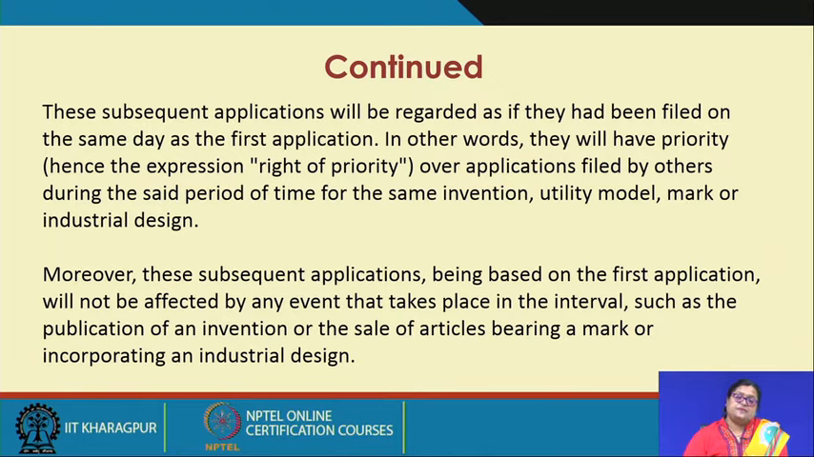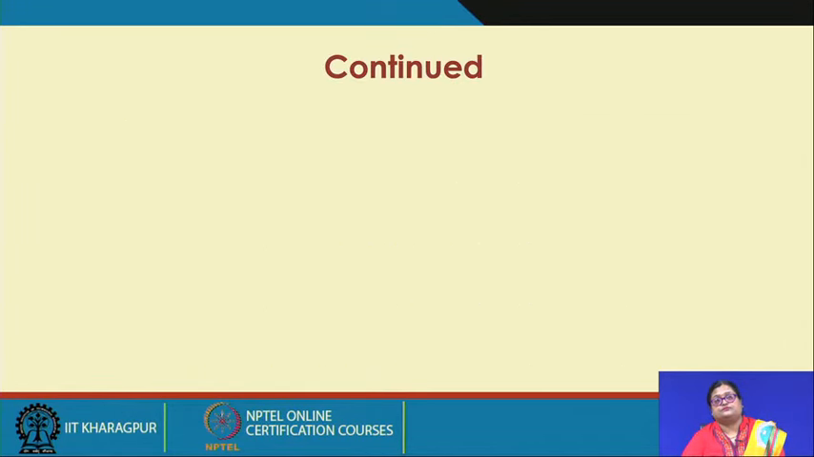So this gives you again an immense opportunity, which talks of even if situations have changed in between, even if other applications have come up with the same type of design or invention, you will still be given priority, because you filed for the patent in one of the contracting states, and within 12 months, or 6 months for industrial design, you are filing it for the next contracting states. So you will be given that advantage, which is truly meaningful.